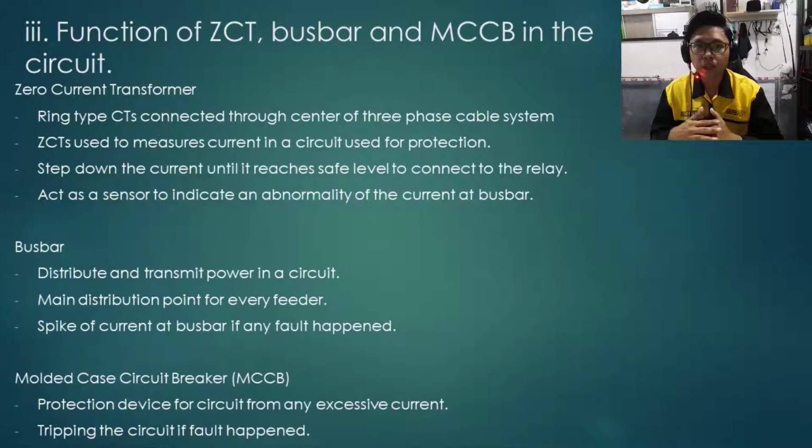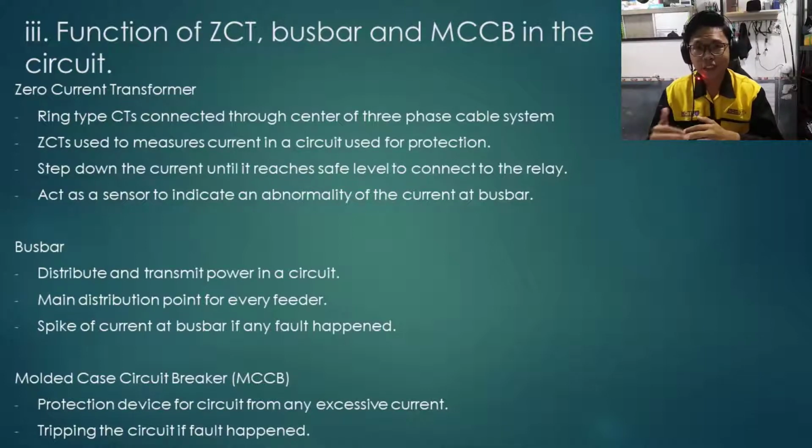ZCT, or zero current transformer, is a ring type of current transformer connected to the center of the three-phase cable system, which consists of red, yellow, blue, and neutral lines. ZCT is used to measure the current in the circuit and act as a protection system. The function of ZCT is to step down the current to a safe level for it to connect to the relay.